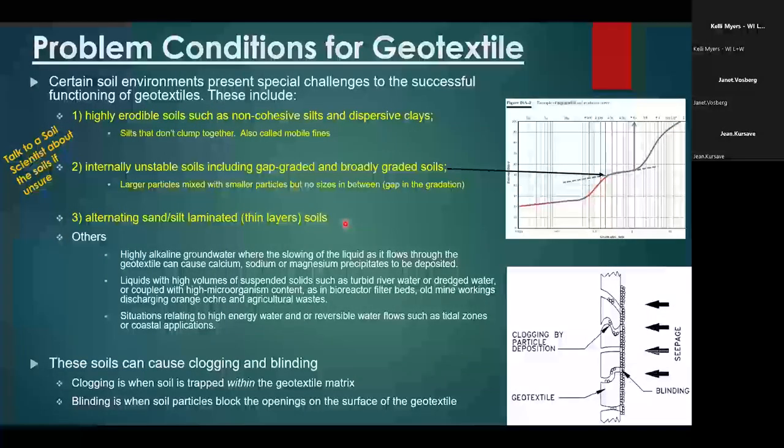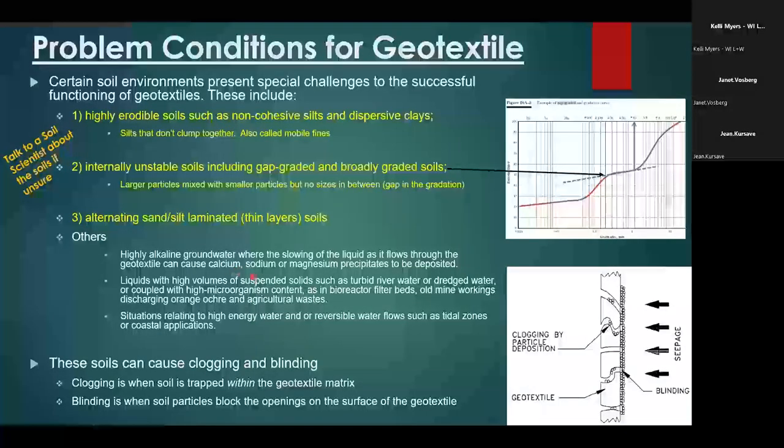Another one that I've never seen, but I suppose it could happen, is where you have thin layers of sand, thin layers of silt, thin layers of sand back and forth, and it's just not a good soil to put geotextile against. And of course, our soil scientists always want us to talk to them about soils, so make sure you consult them if you have any doubt that you've got any of these types of soils.